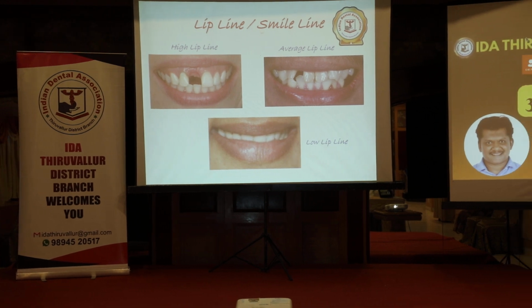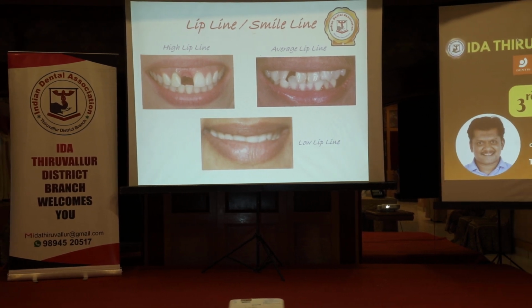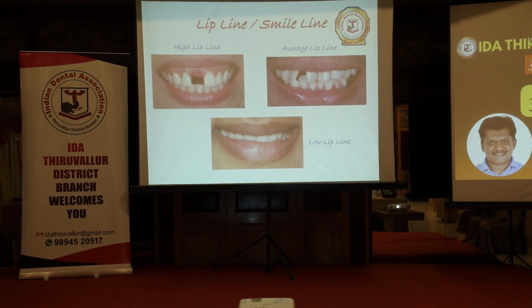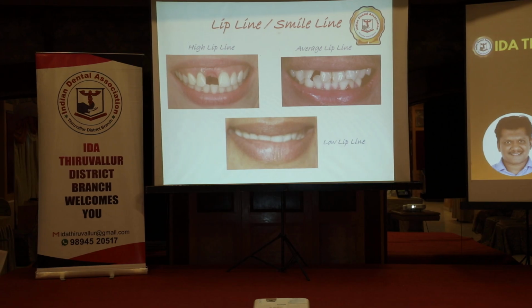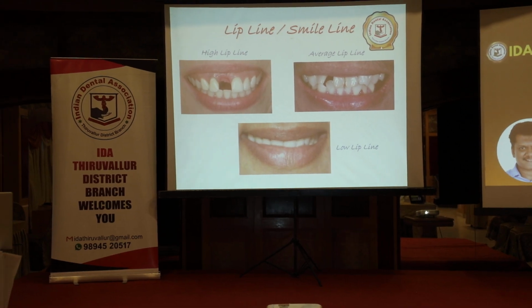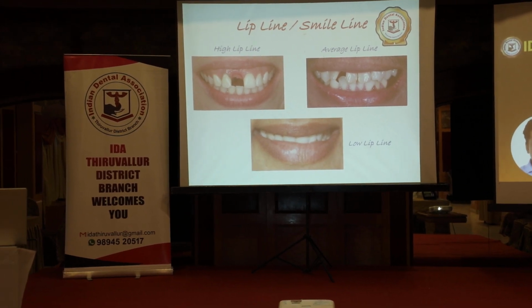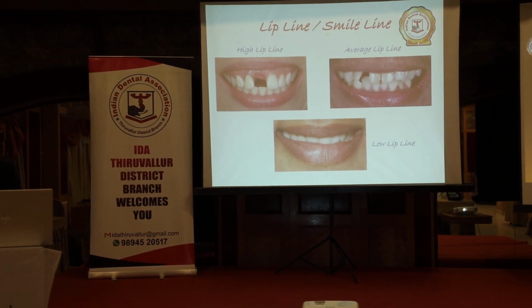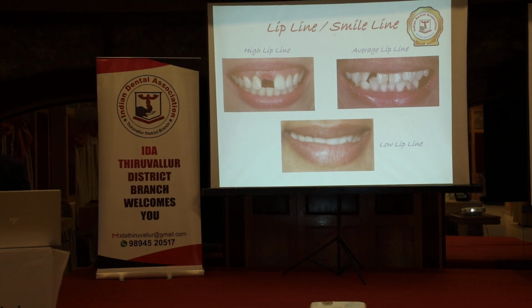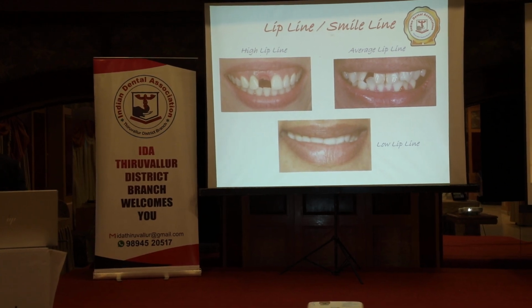We have this classification: high lip line, average lip line and low lip line. High lip line is one of the most challenging because you have to please aesthetically, working on both soft tissue as well as the restoration. Whereas in average lip line, you can still work on the restoration. It doesn't mean you have to compromise, but the primary focus can be brought down a little bit. And in low lip line, you're in safe hands.